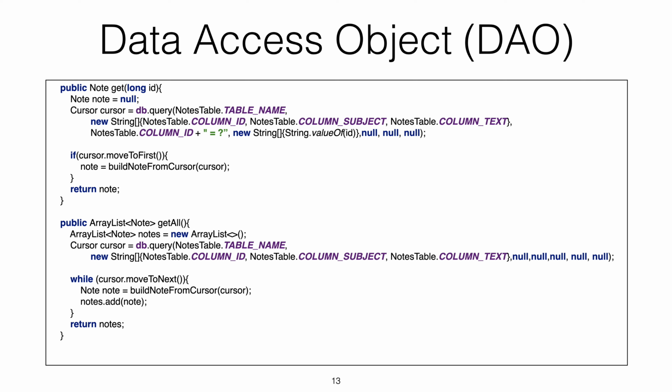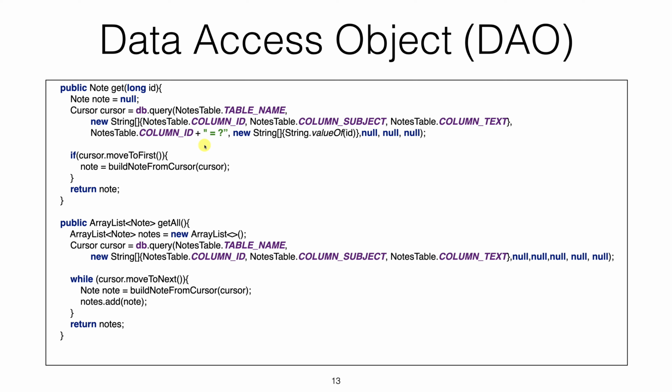And then how do you get a specific note? Basically you do db.query, give it the table name. This is an array of columns that you want to retrieve. This is the projection part of the query, which is the select part of the query, right? And you tell it what columns you want.